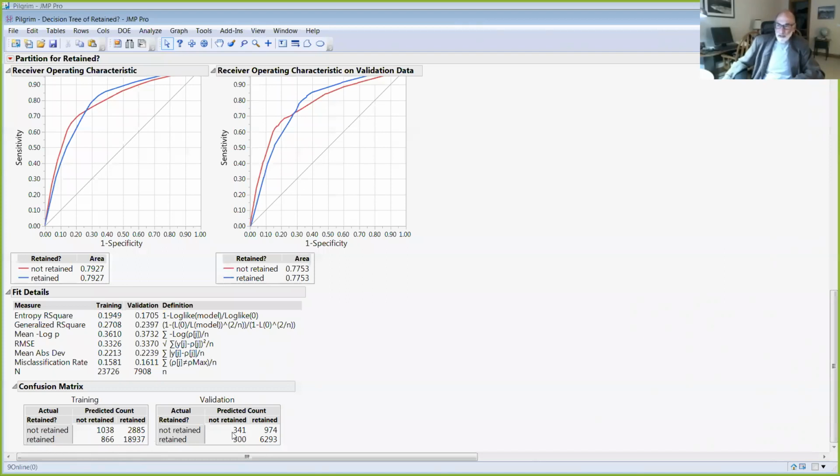Same thing in the validation set. These diagonal elements are correct. The misclassifications are the two off-diagonal ones, and that's what's going into this misclassification rate. If you add up 974 and 300, those 1,274 people out of this total is what the 16% misclassification is.